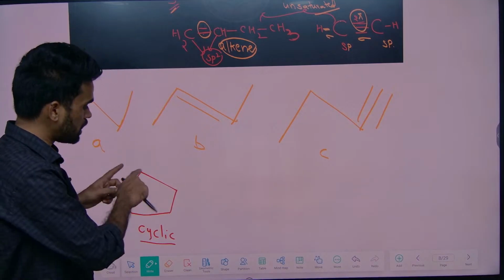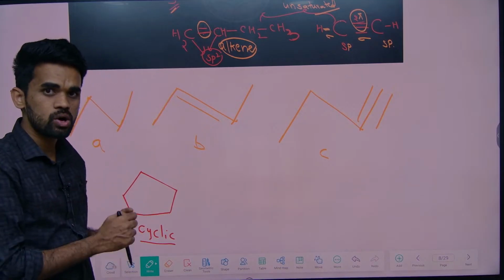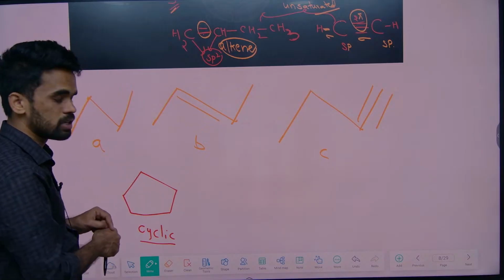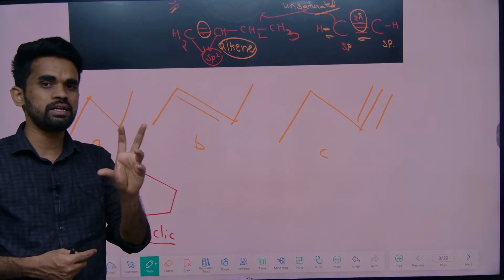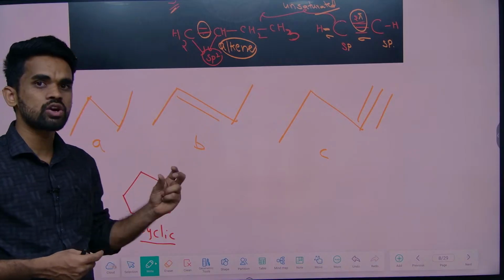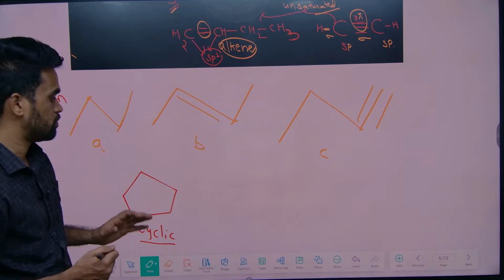Do we have any pi bond in this? No pi bond. All of them are only single bonds. So the C-C single bond is there, which means an alkane with 5 carbons. So pentane, cyclic structure, so cyclopentane. Like that you need to write the name.